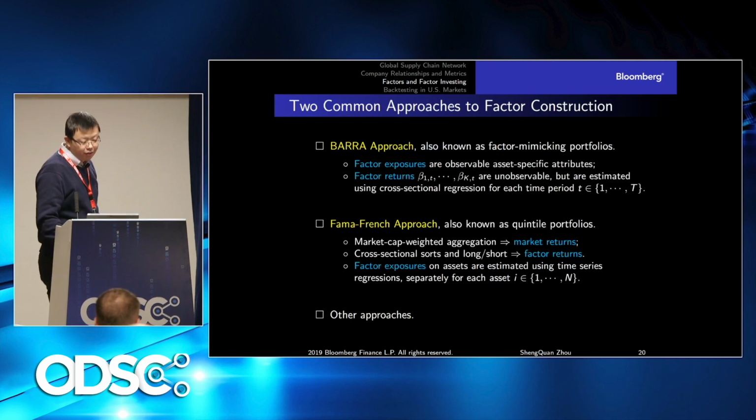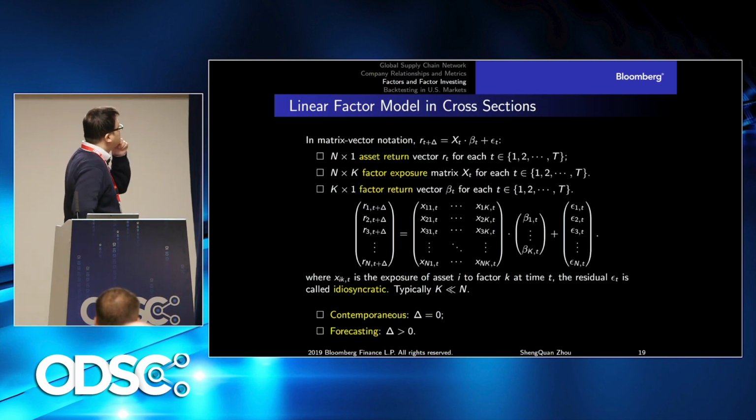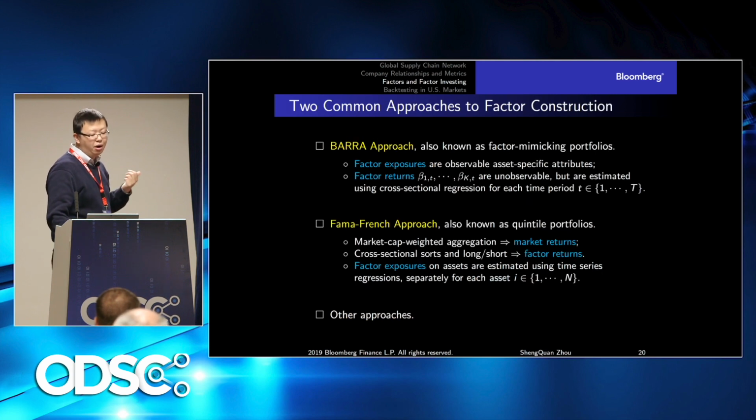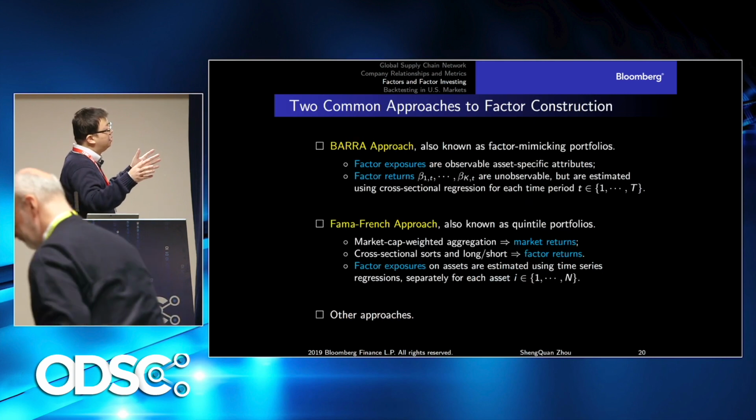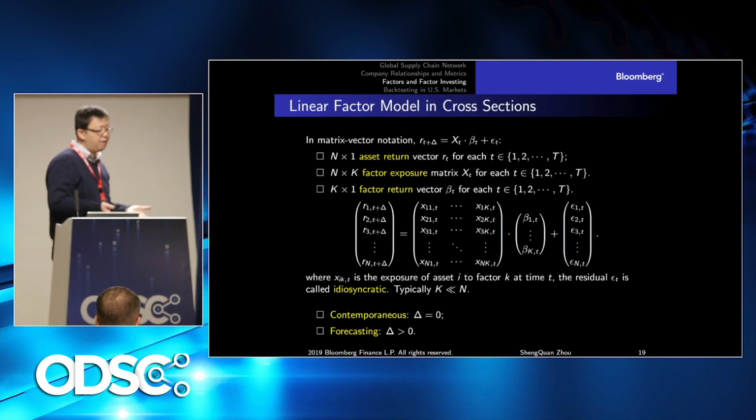The second way is called the Fama-French approach, which is actually used by Fama-French originally. In this case, you do it the other way around. You assume you know what the beta is. And the way they estimate beta is extremely simple. It's by sorting. For the market, you just aggregate, a kind of value aggregation of all the assets in the security universe. And that portfolio's return will be the market return.